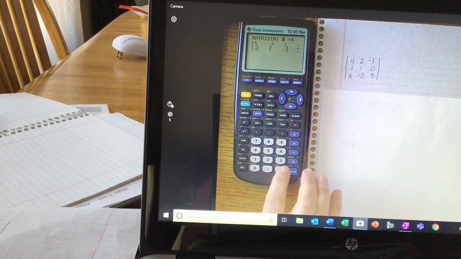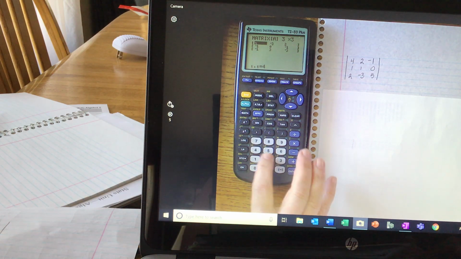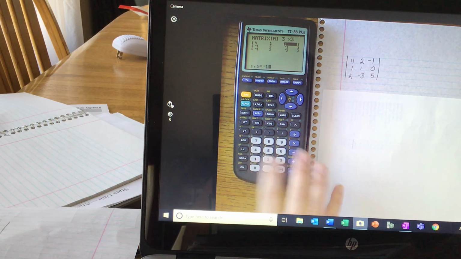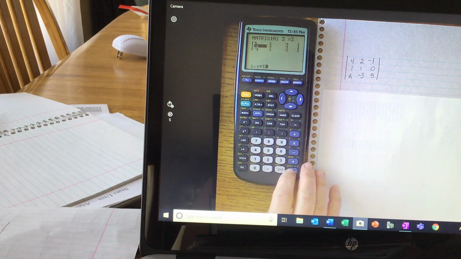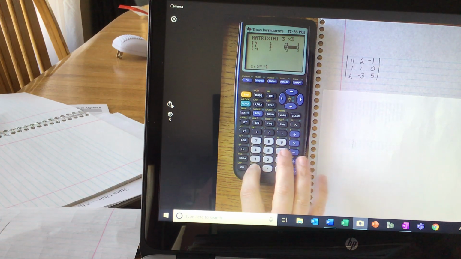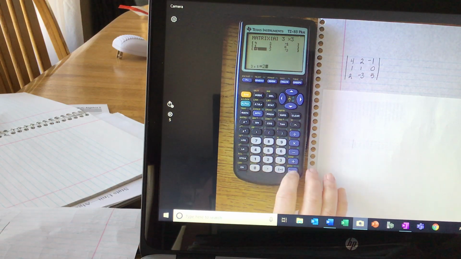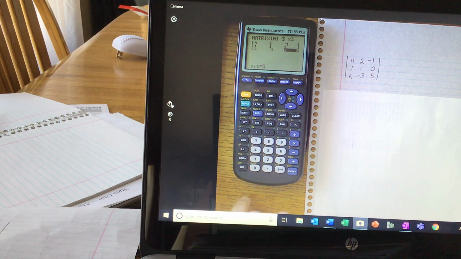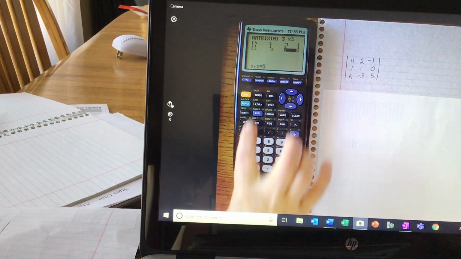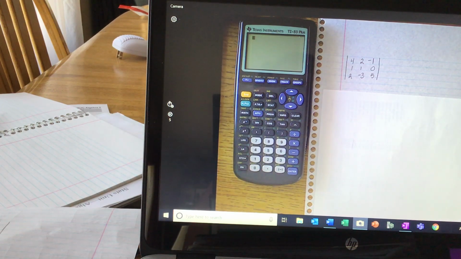And it is a 3x3. So 3, enter, 3, enter. And then we are entering our matrix: 4, enter, 2, enter, negative 1, enter, 1, enter, 1, enter, 0, enter, 2, enter, negative 3, enter, 5, enter. And now our matrix should look just like it does on our paper. So let's quit, because we're done entering.